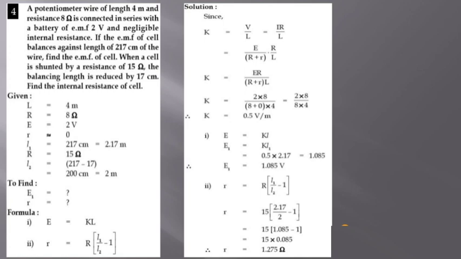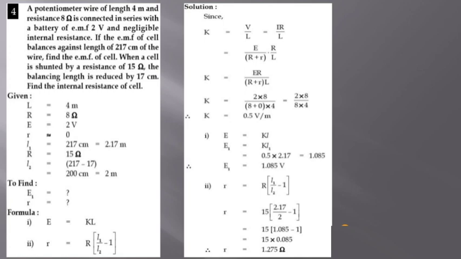So in the first part we can calculate the K. So the potential gradient is equal to V by L, and when we put all these values here we get the value of K equal to 0.5 volts per meter. And when we put the value of K in the formula E is equal to KL, we get the value of the EMF of the cell, and that is equal to 1.085 volts.